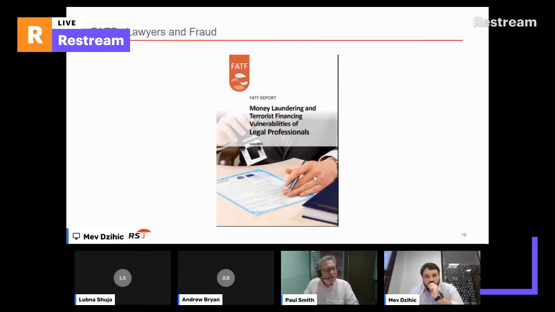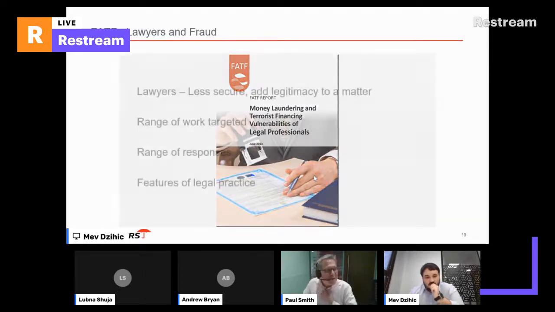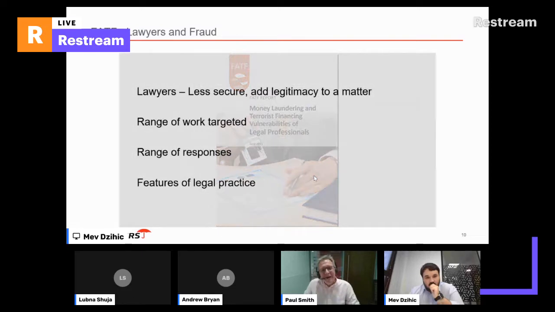Key points, if you could just hit the button again to bring up the text. That's great, thank you. Greater use of anti-money laundering provisions by financial institutions and the chance of being detected led, at the time, and continues to lead, criminals to use lawyers to assist in money laundering. The perception here is that lawyers are probably less secure, and they also add legitimacy to a matter.